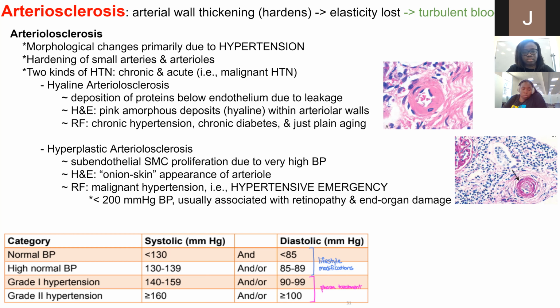And usually that's going to be because of hyaline arteriosclerosis, right? So you're going to have proteins below the endothelium because they're going to start leaking. Biggest thing, they're going to give you images, at least they was, oh, I see a question. There was another hypertension grade. Okay, so yeah, so if it's a path question, you want to know this.